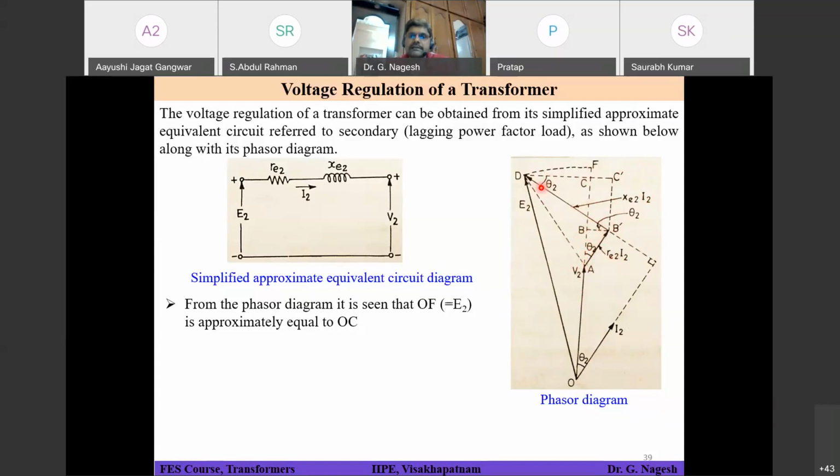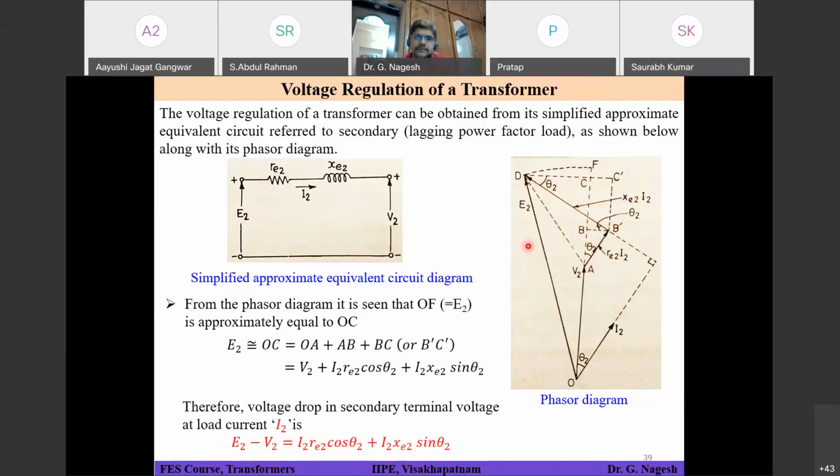So if you apply sin theta, then again this BC, which is equal to B dash C dash, will be I2 XE2 into sin of theta 2, right? So E2, which is approximately equal to OC, is equal to OA plus AB plus BC, which is also equal to B dash C dash. So you are going to get V2 plus I2 RE2 into cos of theta 2 plus I2 XE2 into sin of theta 2, right? Got it. So nothing much is there, only you have to find out what is theta 2.